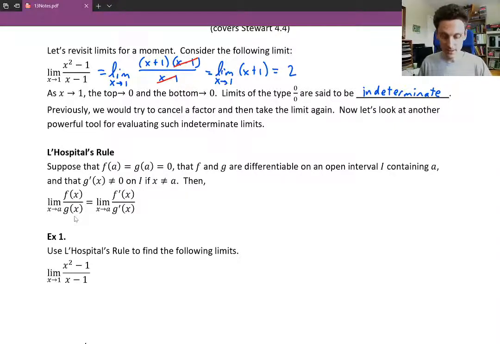With all these conditions in place, it turns out that the limit as x approaches a of f of x over g of x, that's our original limit, is equal to this new limit as x approaches a of f prime of x over g prime of x. So it's amazing that all you have to do if you get a 0 over 0 type limit with all these conditions met is take the derivative of the top function and take the derivative of the bottom function, and now that new limit is equal to the limit that you started with. So it's a pretty amazing rule.